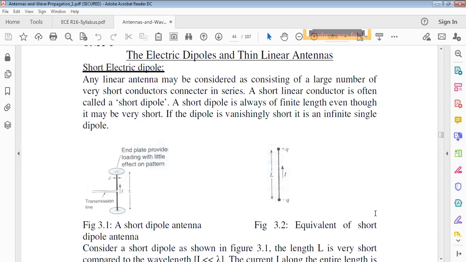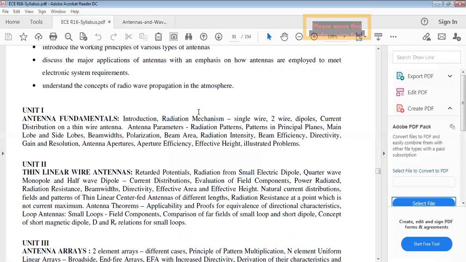What are the different antenna parameters? What are the principal patterns of the antenna, the E plane and the H plane? A few problems regarding antenna patterns, and antenna parameters. Those are the important concepts we learned from unit 1.